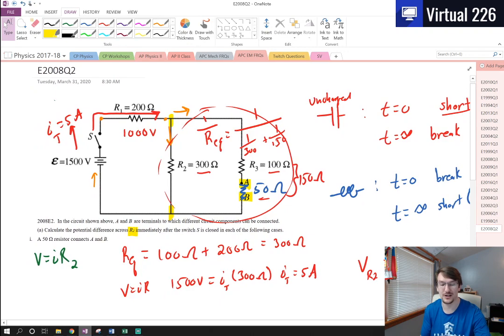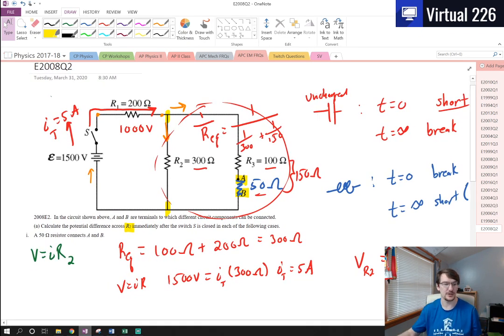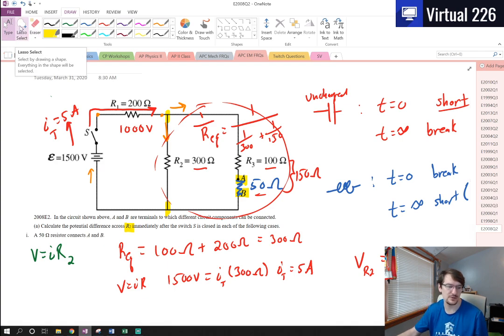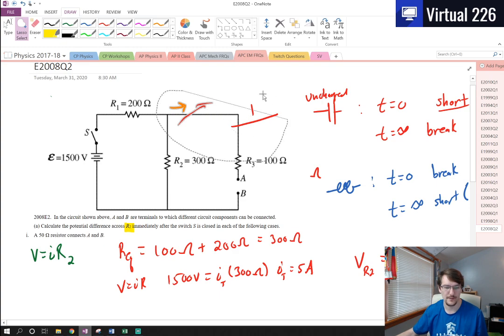We could have also done a Kirchhoff loop to figure out the current across R2 and then just multiply those together, if you're big into Kirchhoff's loops. But we didn't have to. So a lot of different ways to do that one. And a lot of stuff that we just wrote up here on this. So let's clear that out a little bit.